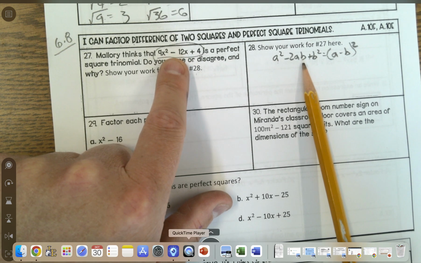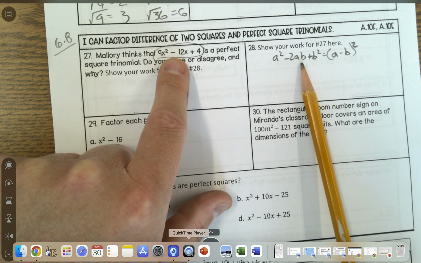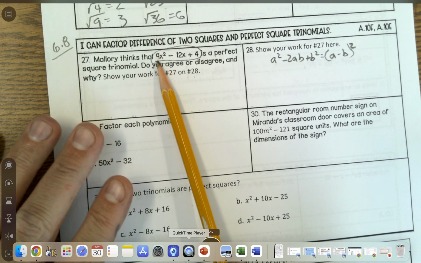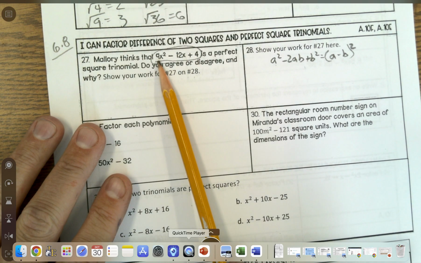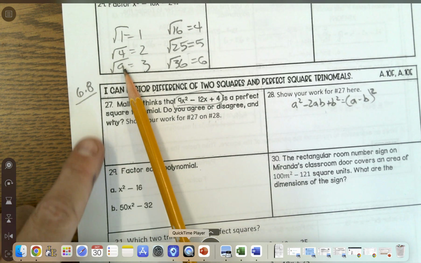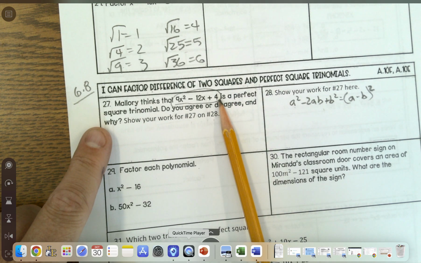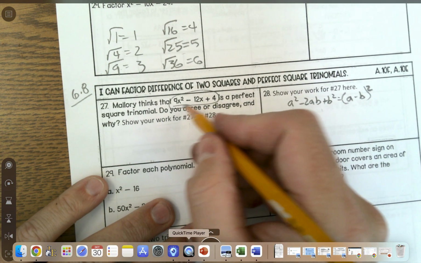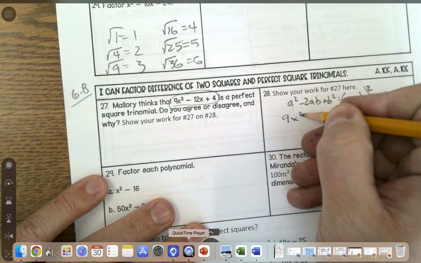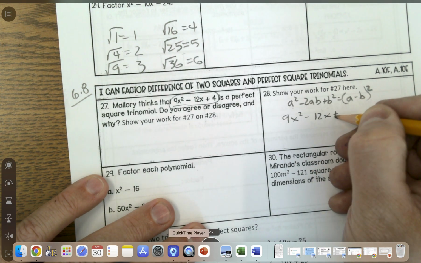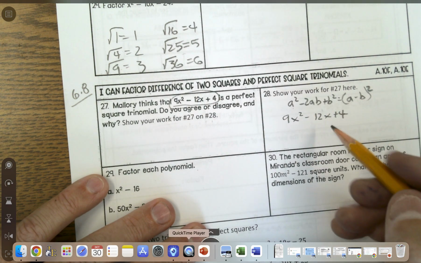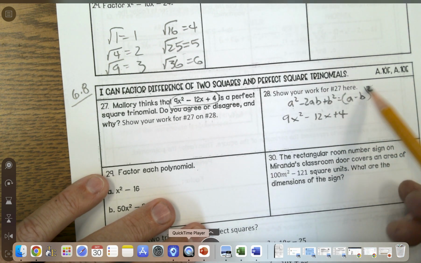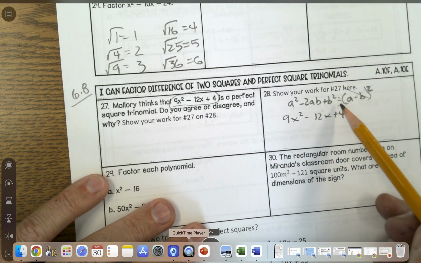Now, the idea here is we need a perfect square in the first term and the last term. Notice 9 is a perfect square because if I square root it, I get 3. Same thing for 4, it's a perfect square, because the square root of 4 is 2. So I'm going to write down this equation, 9x squared minus 12x plus 4, and see if I can get it to match a squared minus 2ab plus b squared. I really don't care about the portion on the right side; mainly I want to see if I can match it up to the left side of the equation.